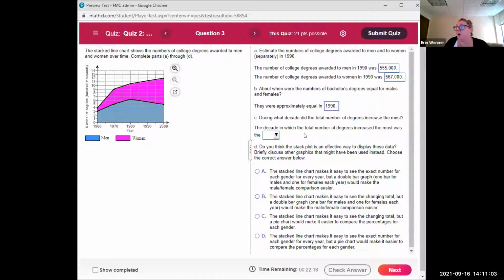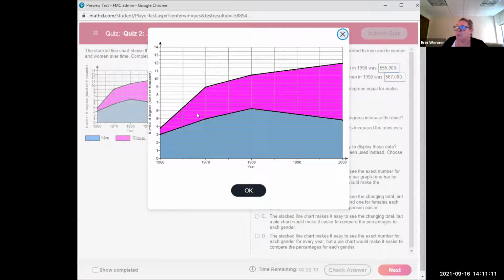And then, what decade did the total number of degrees increase the most? So when we're looking at increase the most, this decade here from 1960 to 1970 is a very sharp incline for women. So we're seeing that total growth be the biggest. So the incline on that line is what's indicating to us that it's growing more there. Versus if we were looking from one decade to the next later, the 60s again is where it is growing the most, okay?